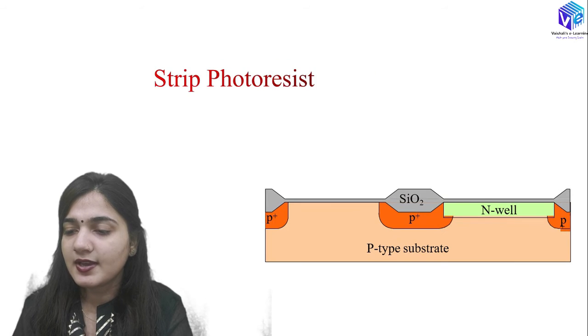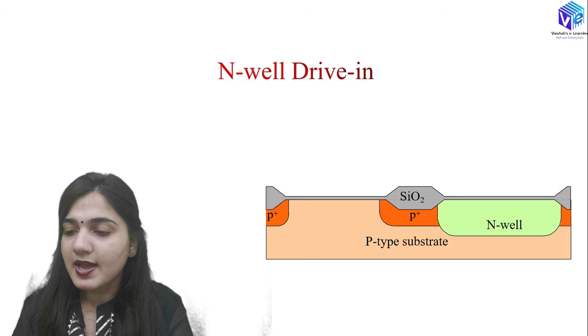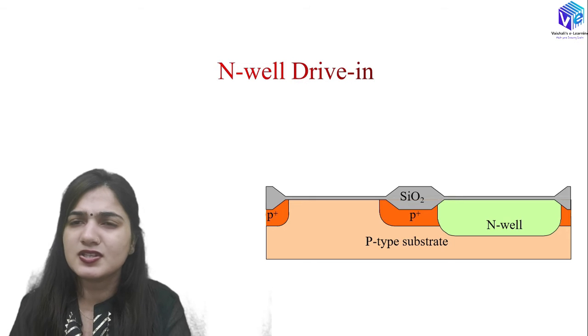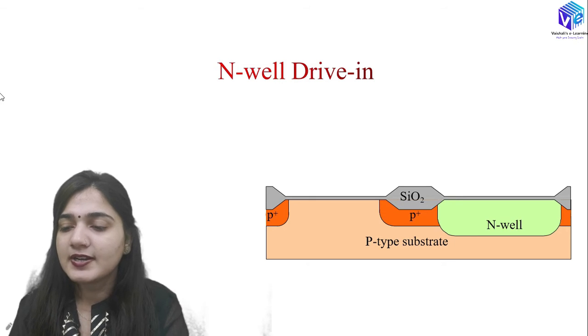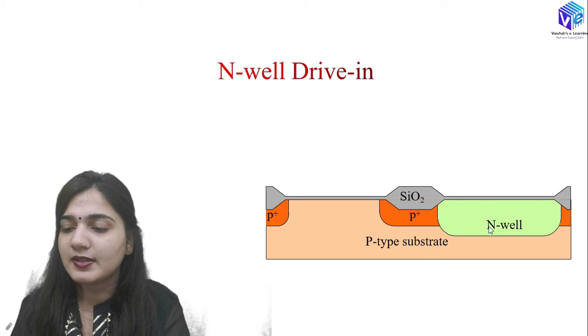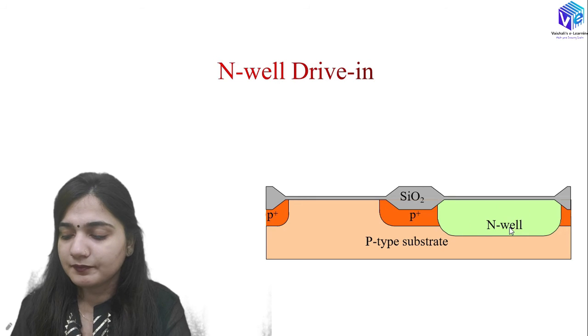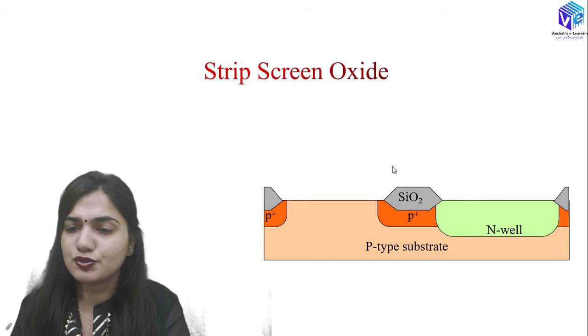So you can see here, the depth was not much, and here after the drive-in phase, which is a high temperature process, and the annealing process, which is again a high temperature process, the phosphorus ions are going to penetrate deep inside the P type substrate, and this is how it is going to form the N-well. After that we are going to strip off the screen oxide, it is no longer needed.